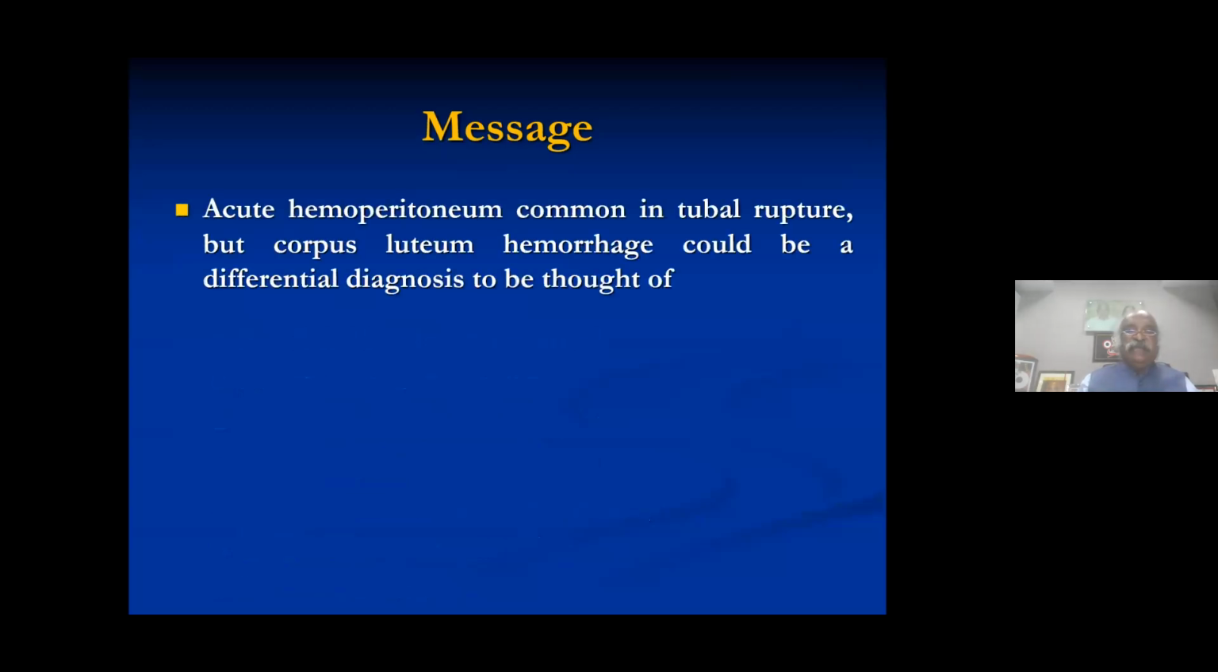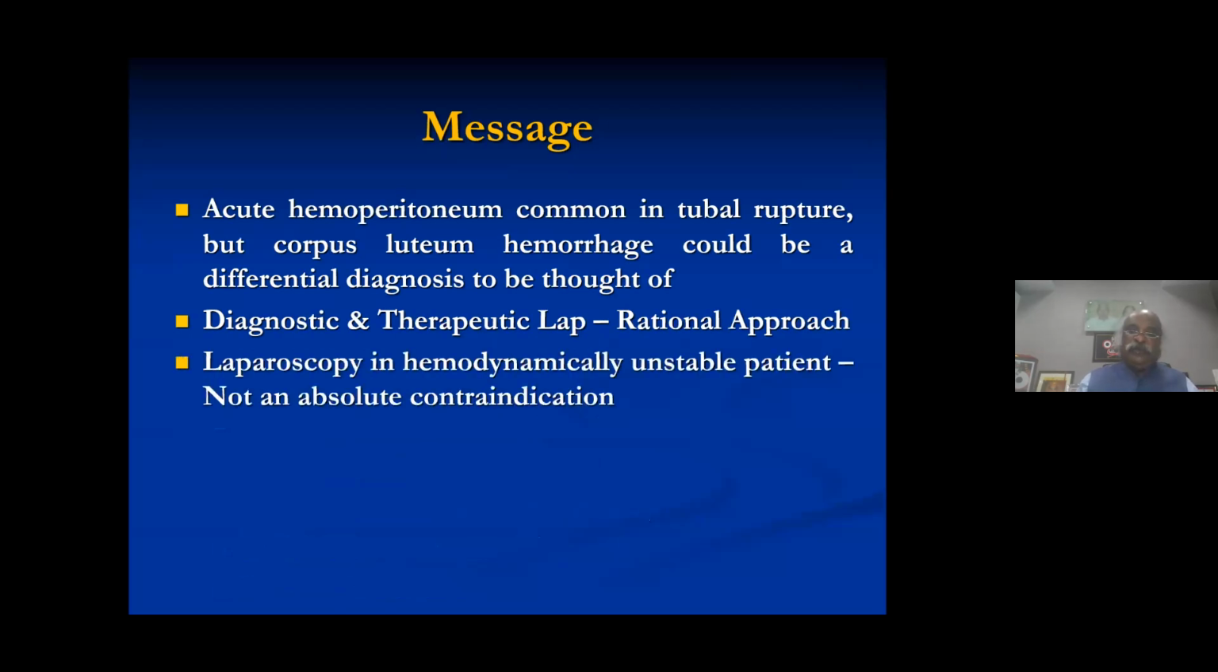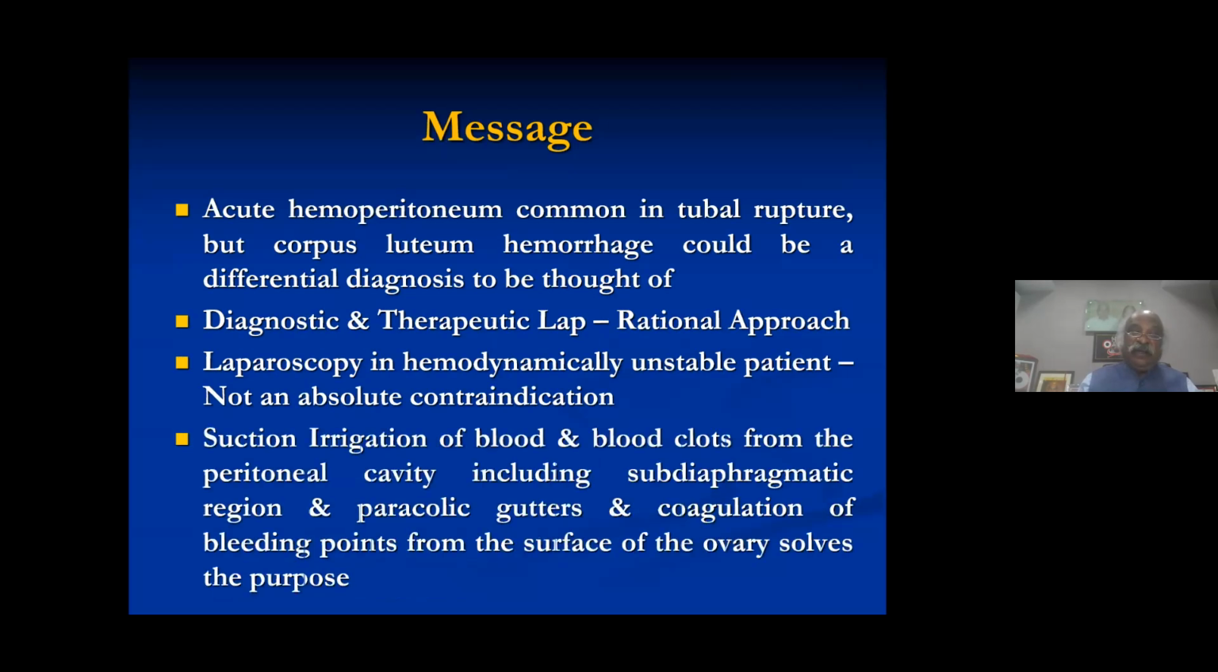So the message is that acute hemoperitoneum is common in tubal rupture, but corpus luteum hemorrhage could be a differential diagnosis to be thought of. Diagnostic and therapeutic laparoscopy is the rational approach, and laparoscopy in a hemodynamically unstable patient is not an absolute contraindication. Suction irrigation of blood and blood clots from the peritoneal cavity, including the subdiaphragmatic region and paracolic gutters, and coagulation of bleeding points from the surface of the ovary serves the purpose.